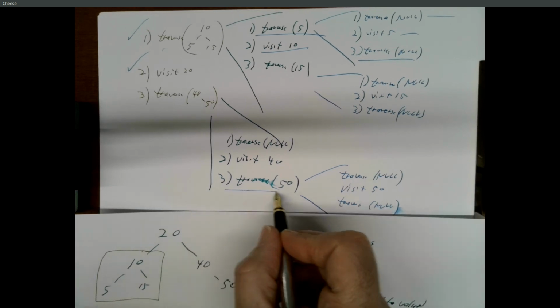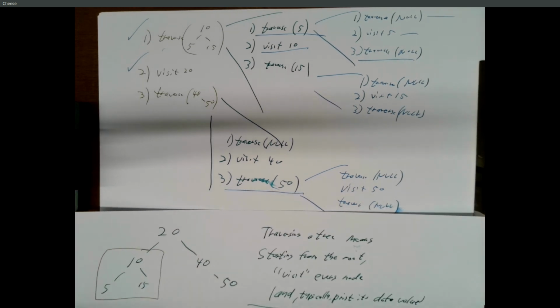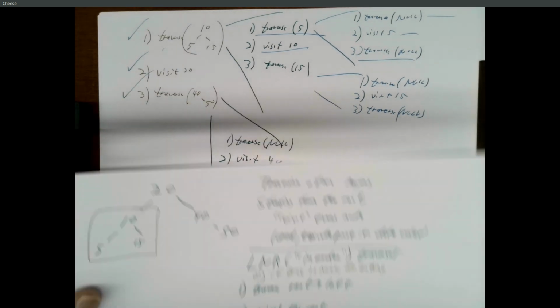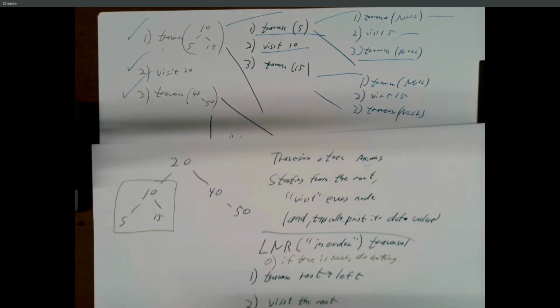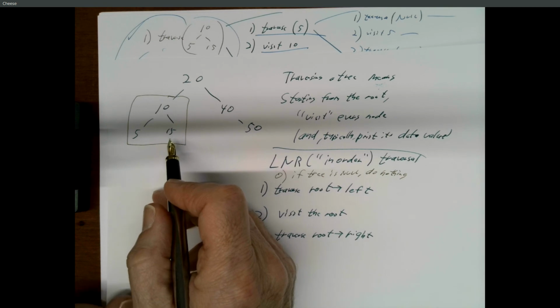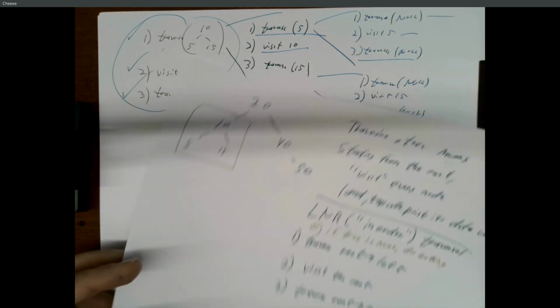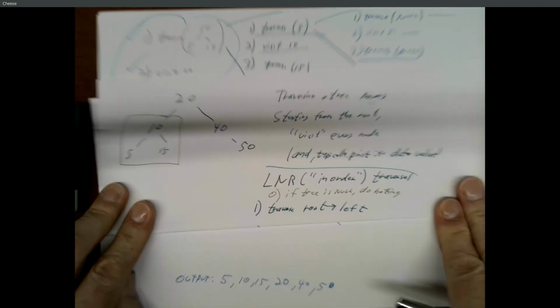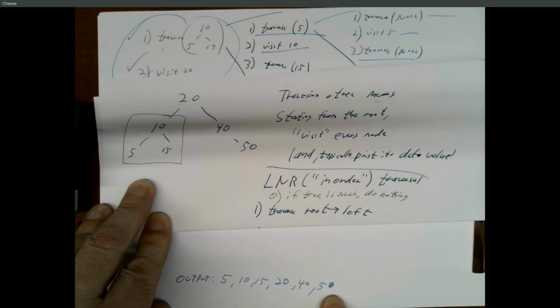It comes back. We have finished traversing the 50, which means we have finished traversing that subtree, which means we have finished our original call, which was to traverse this tree. And what did we print? We printed the data in that tree in increasing order.